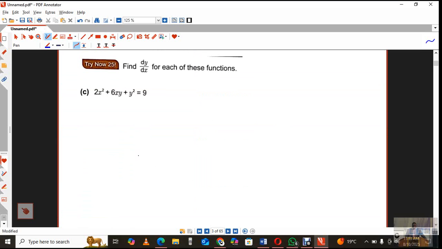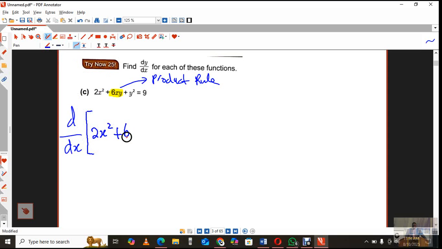So the thing here is there is something that you need to be on the lookout for, and that is this term here. There is going to be the product that we are going to apply, the product rule. Very important that you understand that. So d by dx of 2x squared plus 6xy plus y squared is equal to d by dx of 9.